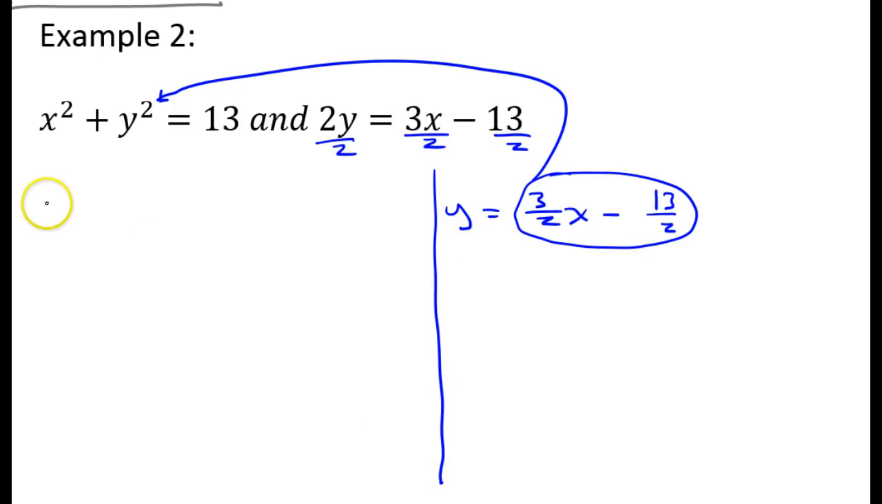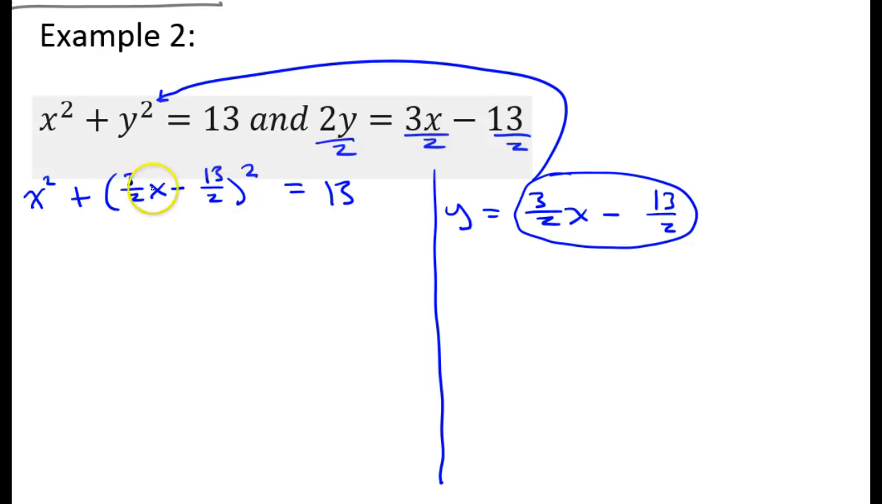Alright, I hope I have room. So I will have x squared plus y squared, but that's going to be (3 over 2 x minus 13 over 2) squared is equal to 13. So I need to square this. So this is going to be x squared plus (3 over 2 x minus 13 over 2) times (3 over 2 x minus 13 over 2).